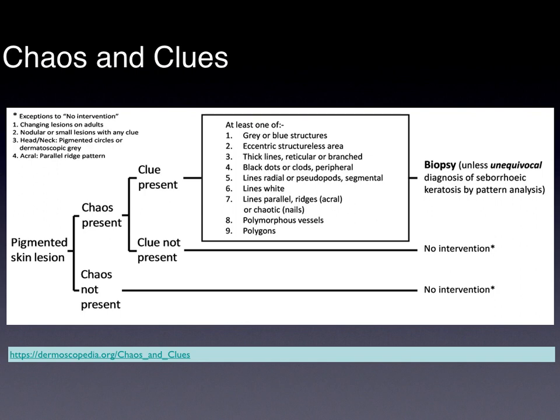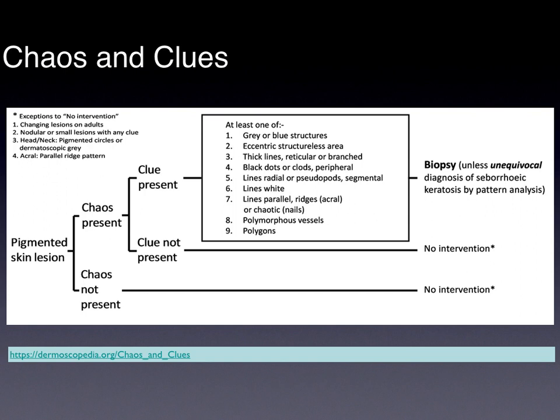If chaos is present, then we look for one or more of nine defined clues, which are presented here: grey or blue structures, an eccentric structureless area, thick lines, reticular or branched, black dots or clods peripheral, lines radial or pseudopods segmental, lines white, lines parallel on the ridges for acral lesions, or lines parallel chaotic on a nail plate, polymorphic vessels and polygons. If chaos is present and one or more of these clues, then we consider a biopsy, an excision biopsy, unless we can make an unequivocal diagnosis of seborrheic keratosis by pattern analysis.